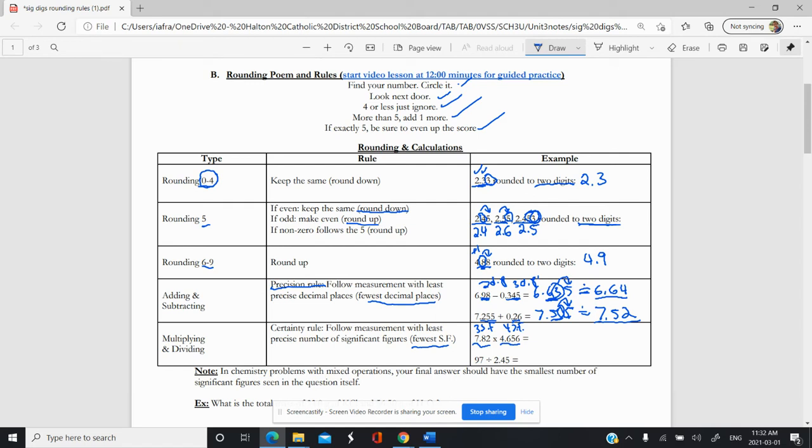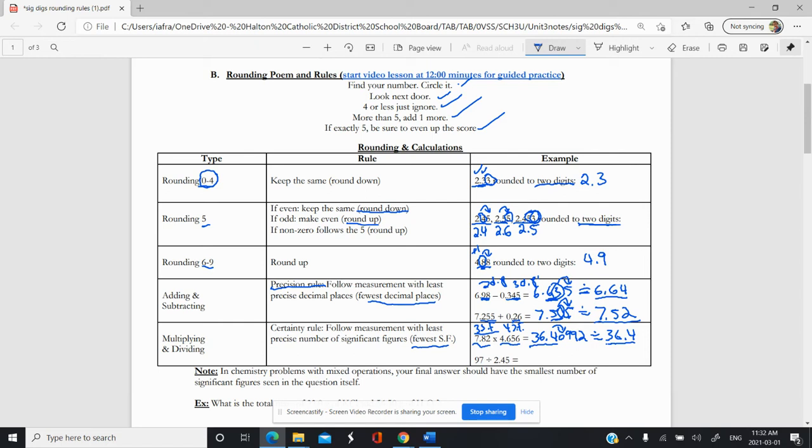So 7.82 times 4.656, and that gives me 36.40992, but I have to keep it to 3 significant figures. So basically up until here, if I look next door here, that's just a 0, so I can round down to 36.4. And that is 3 significant figures for the multiplying dividing rule.